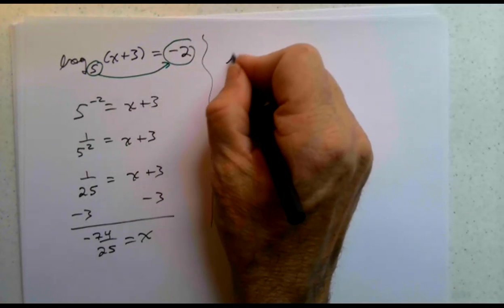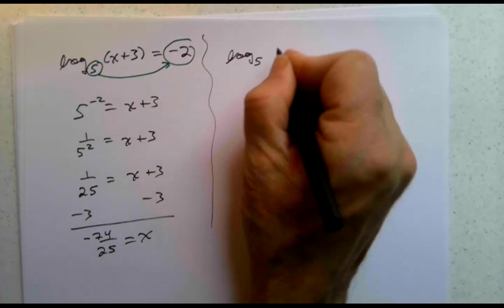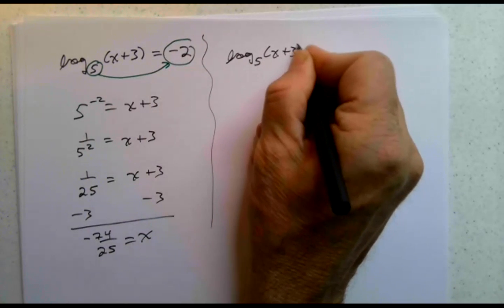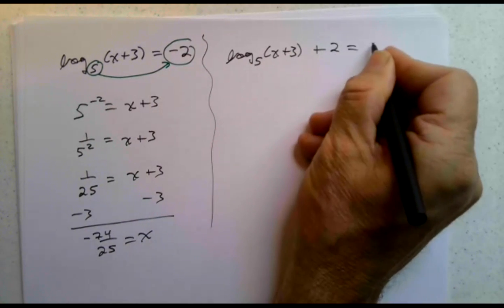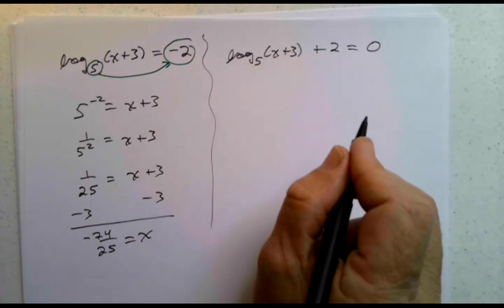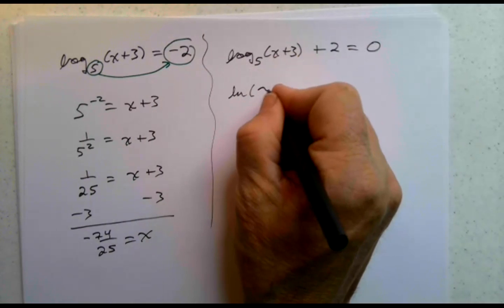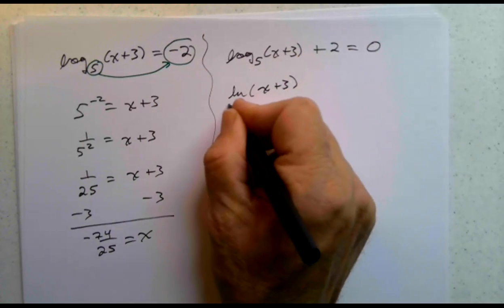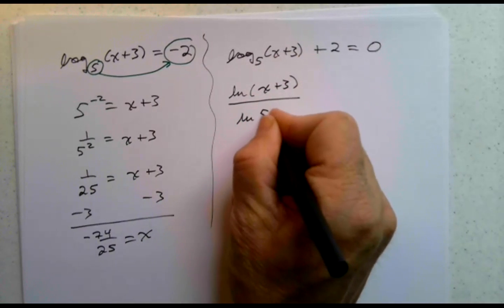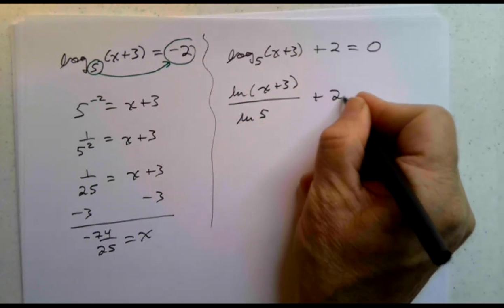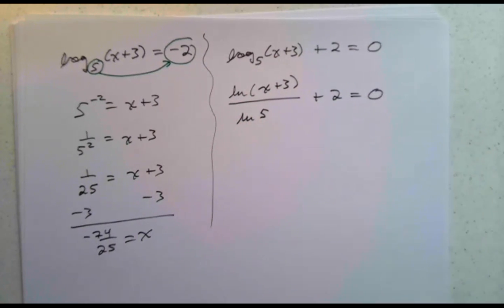I can also check this on the calculator as well. I'm going to add 2 to both sides first. Log base 5 of x plus 3, plus 2 is 0. Again, I can't do log base 5 of x plus 3 easily on the calculator. So I redo it as natural log of x plus 3 over natural log of 5, plus 2 is 0. We're going to graph this and find out when it's 0. And I think it's around -74/25. Pretty darn close to -3.